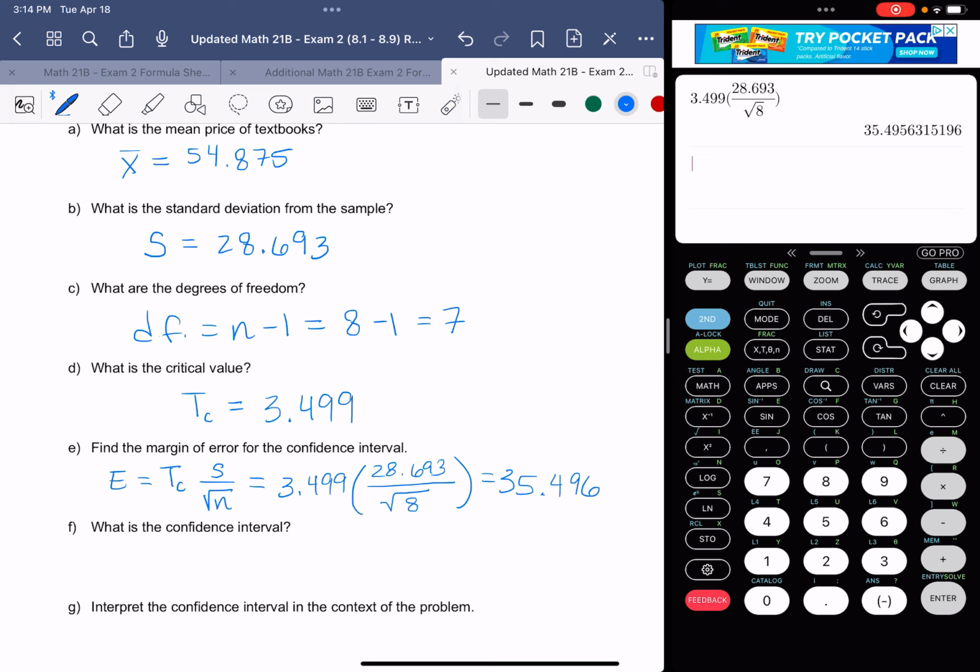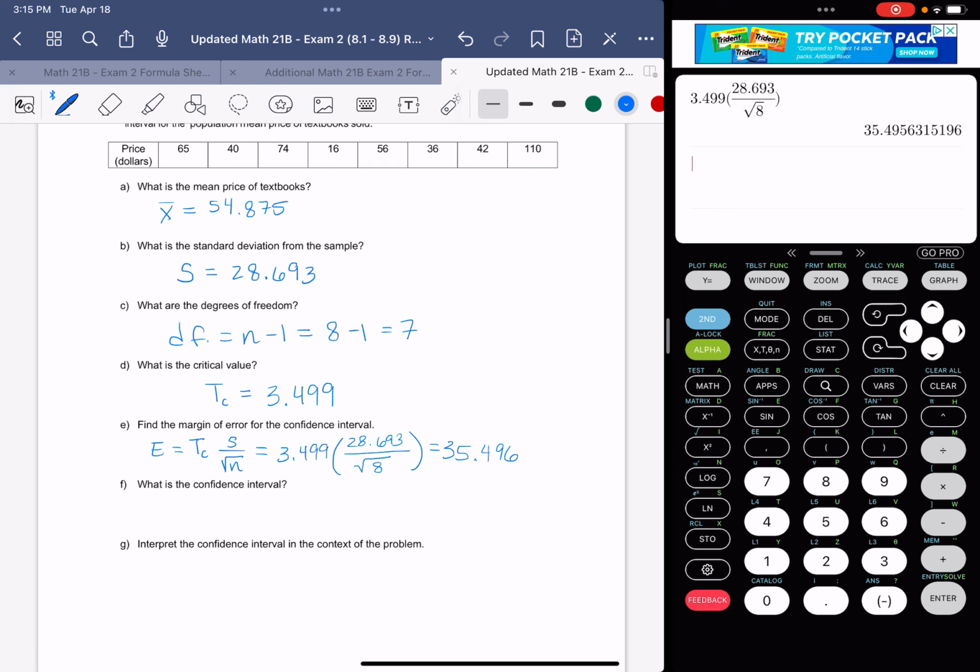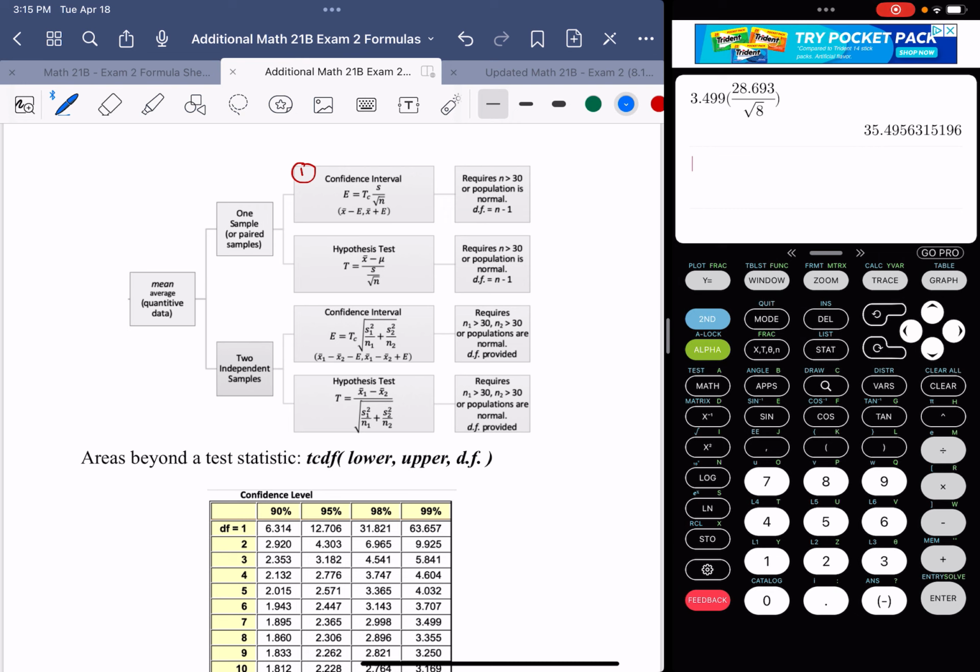35.496. All right. Any questions there? Okay, next you can find the confidence interval. And again, in case you panic, in case you're freaking out, you're like, what's the confidence interval? It's right here. It's given to you right here.